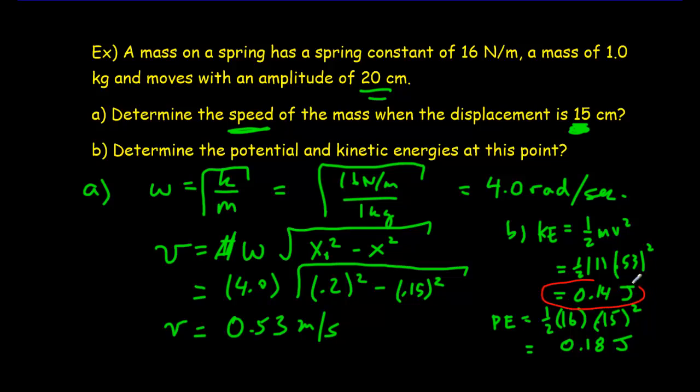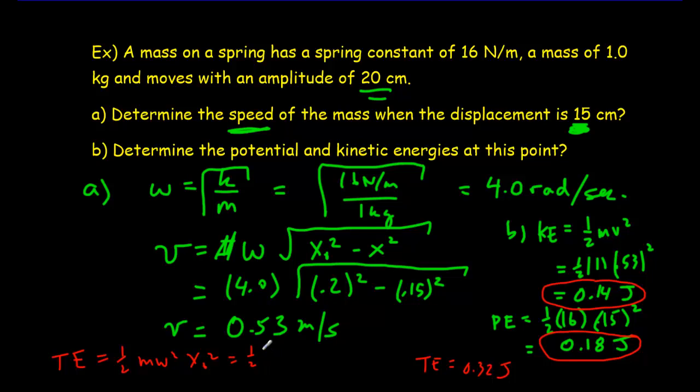Of course, if you sum them up, you'll get a total energy equal to 0.32 joules. And you can check that out. If I take my expression for total energy, which is 1/2 m omega squared x naught squared in the data booklet, I'll get 1/2. M omega squared is just k, so that's 16. Then you're going to have a maximum displacement, or an amplitude, of 0.2. Square that out and you do get 0.32 joules. So those two values check out.